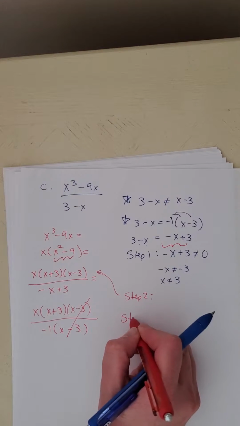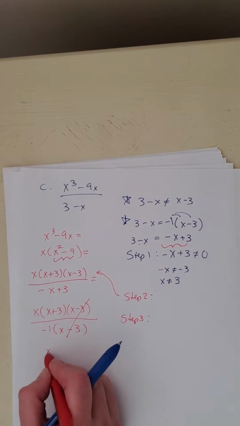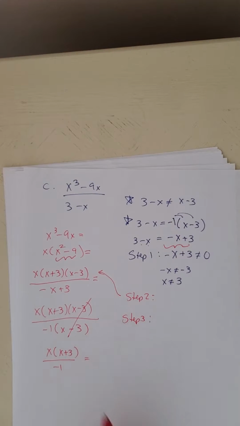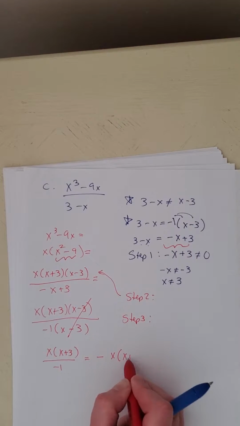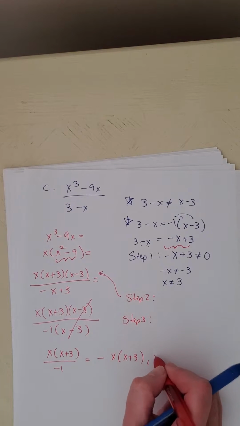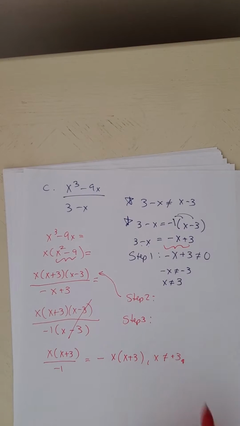And so that's step 3. We're reducing the common factors. And so I have x times x plus 3 all over negative 1. I'm going to rewrite that. I can pull that negative out front and leave, we don't even need to have the 1 in the denominator. And then don't forget to put your restrictions. X cannot equal positive 3. All right, so hopefully you got those correct.